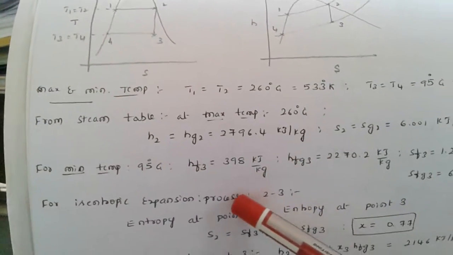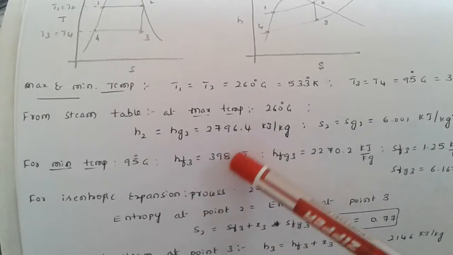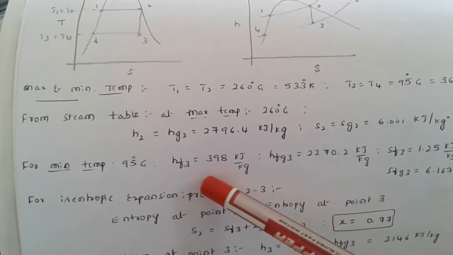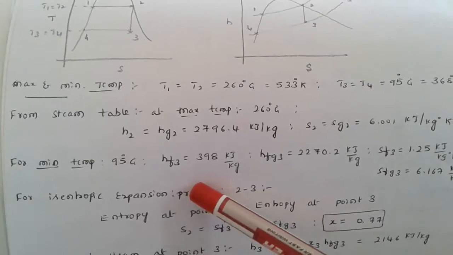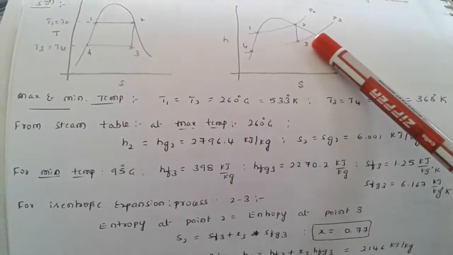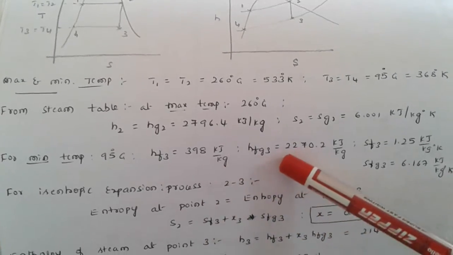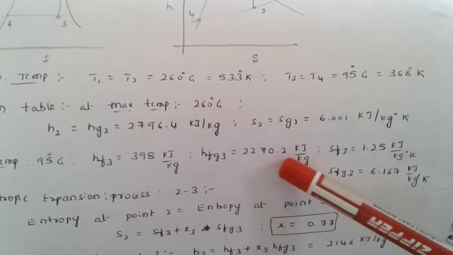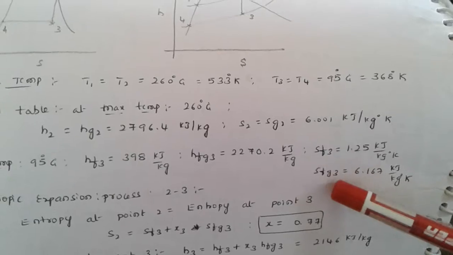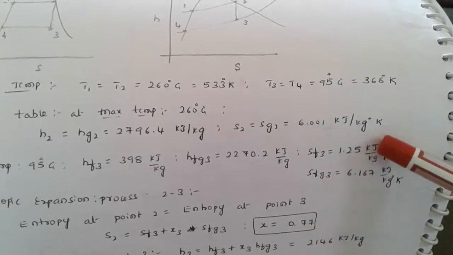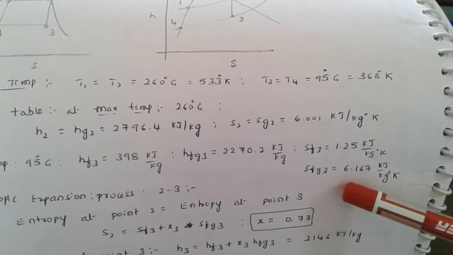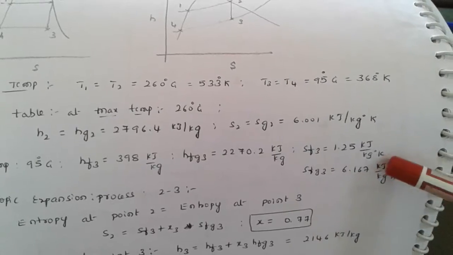Okay, for the minimum temperature of 95 degrees centigrade, it becomes liquid. That is why HF3 is 398 kilojoules per kg, HFG3 is 227.2 kilojoules per kg, SF3 is 1.25 kilojoules per kg degree Kelvin, and SFG3 is 6.167 kilojoules per kg degree Kelvin.